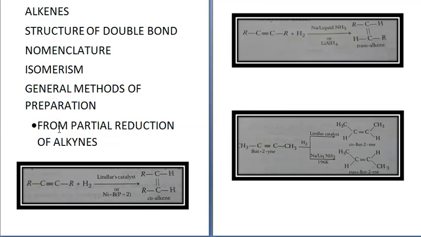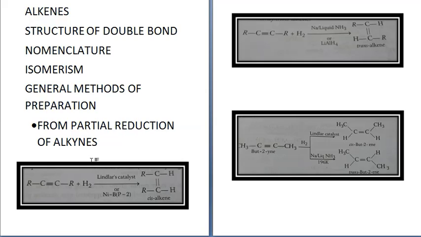Now we come to the general methods of preparation of alkenes. First method is from partial reduction of alkynes. Now in this, the hydrogenation of alkynes with Lindlar's catalyst, that is palladium calcium carbonate poisoned with lead acetate, or partially deactivated palladized charcoal or nickel boride, which is also called as P2 catalyst, gives only cis alkene.